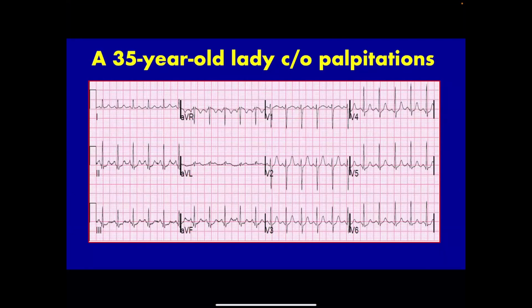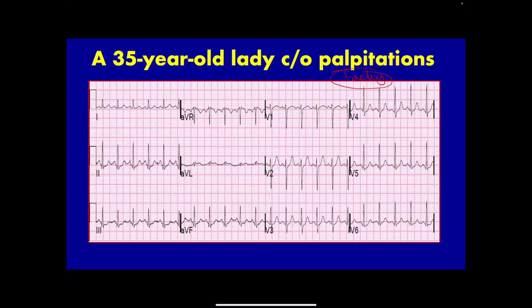Who can try to do this one with me? I could. Okay, yes, go ahead. What's the first thing we look at? So we look at the rate first. Okay, and there's two boxes. Okay, so this is tachycardia. Yes. The rhythm seems regular.